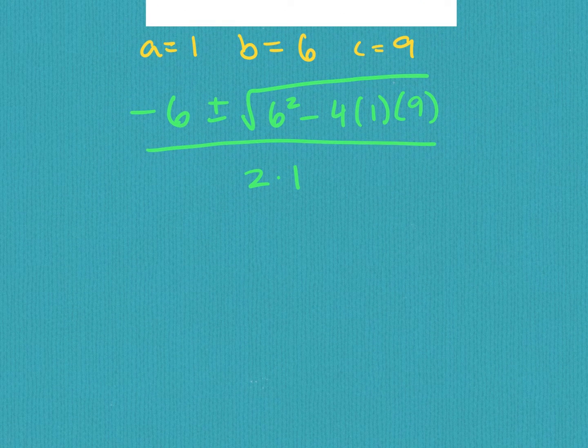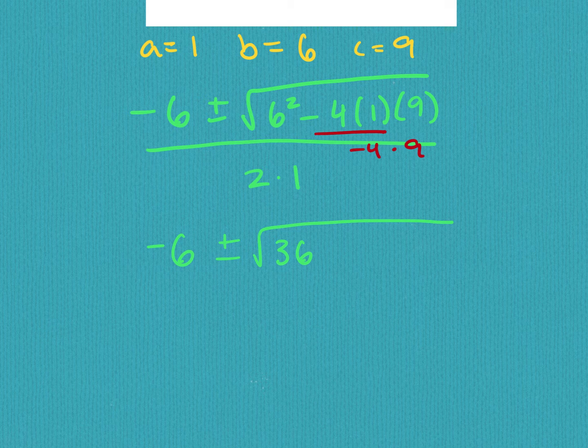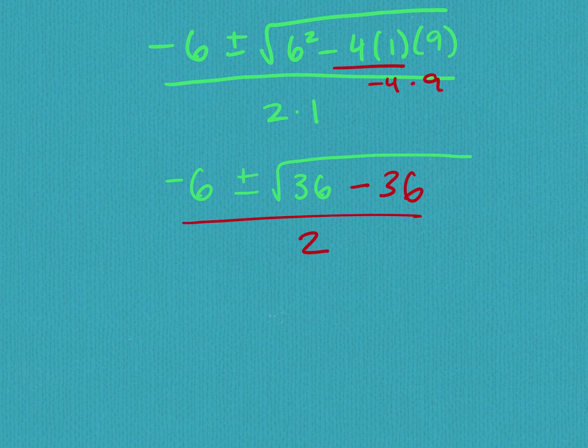Now I simplify. I want to simplify under the square root first. What's 6 squared? 36. Then I have negative 4 times 1, which is negative 4. And what's negative 4 times 9? Negative 36. Over 2 times 1, which is 2. So I have negative 6 plus or minus, what's 36 minus 36? 0, over 2.